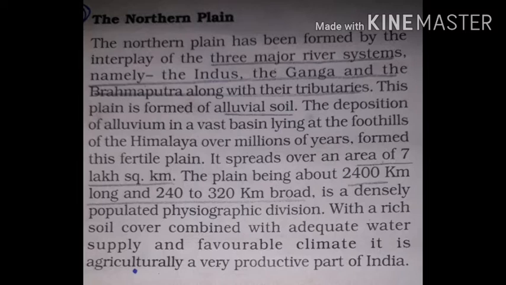It is densely populated and a physiographic division. Densely populated because of the agricultural land. People used to stay here from ancient times. With a rich soil cover combined with adequate water supply and fertile climate, it is agriculturally a very popular part of India. Because of the agriculture availability, high productivity of the land, and fertile land, people have stayed here for many centuries.